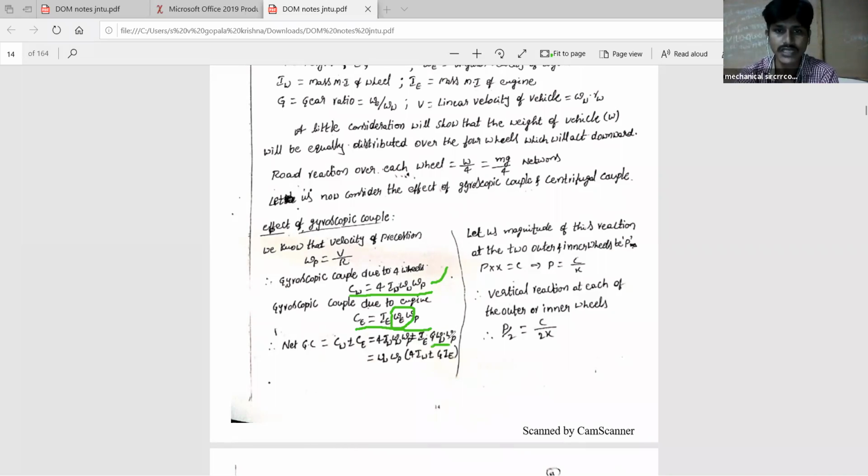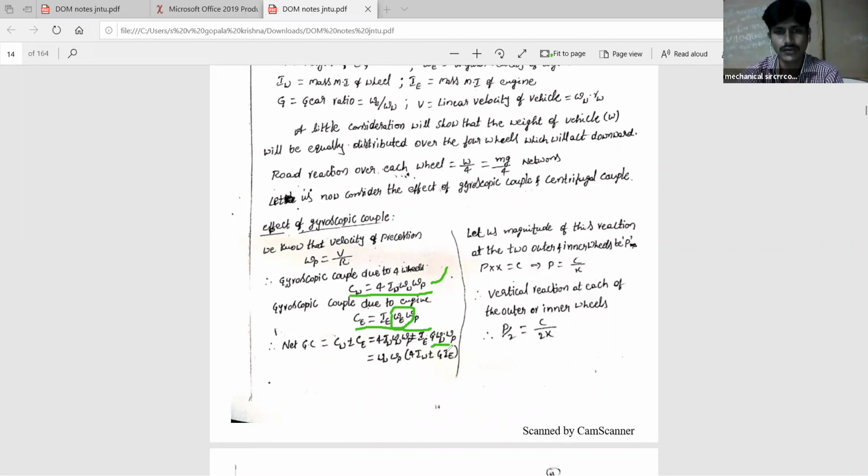Now some common terms are there in our equation, so those are taken out. That is omega suffix w into omega suffix p, into the other terms: 4 into I suffix w plus or minus G into I suffix e. That is our net gyroscopic couple due to the vehicle.